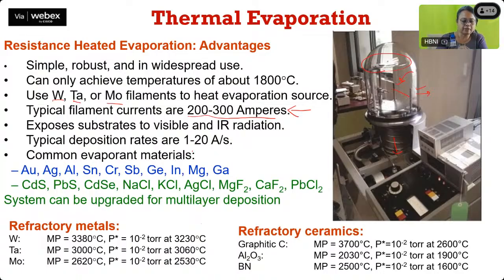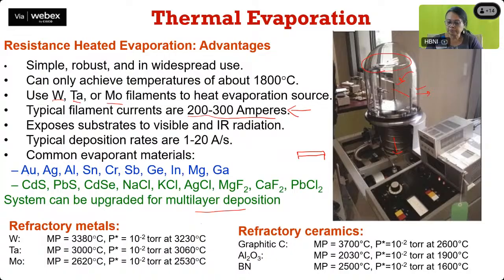Common materials which are evaporated are gold, silver, aluminium, tin, chromium, antimony, germanium, indium, magnesium, gallium, or cadmium sulfide, lead sulfide. So a lot of things are there, calcium fluoride, lots of systems can be used, and the system can be upgraded for multi-layer deposition. Multi-layer means one layer of one material and a second layer of another, or you can have a sandwich structure. So how to go for multi-layer?